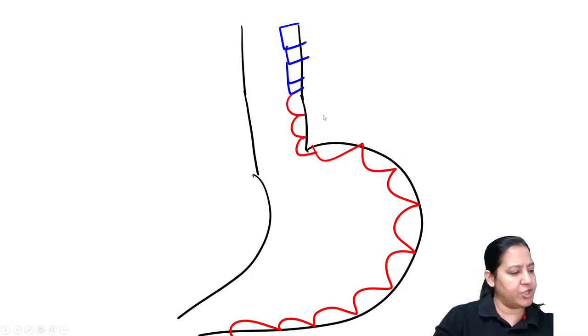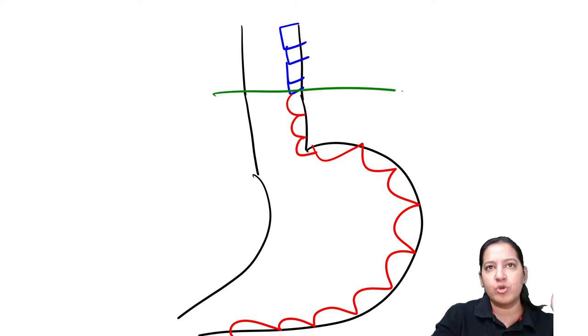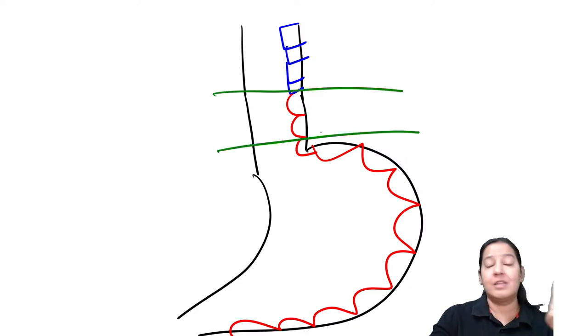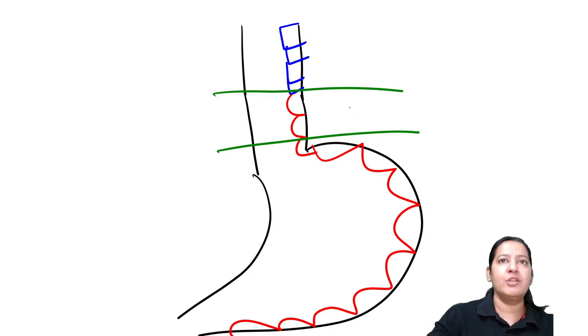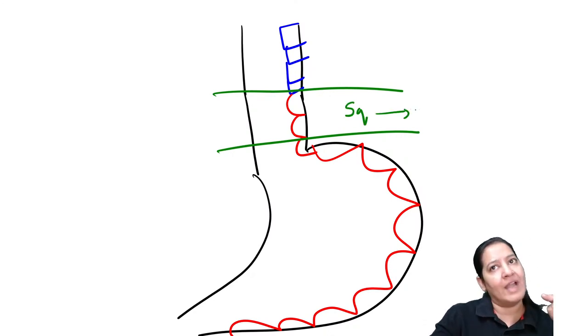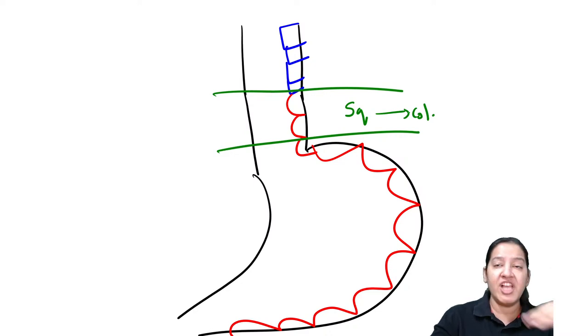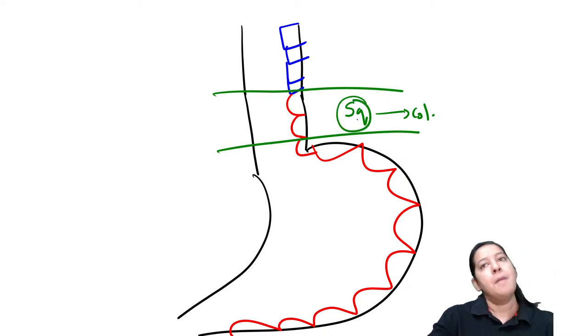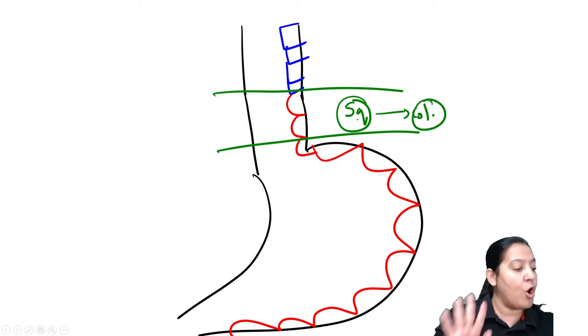Can you see this portion? I am interested in this portion of the esophagus. It was initially squamous but now gets converted into columnar. So the change in epithelia takes place in the lower esophagus. Initially it was squamous, but now it gets converted to columnar because of GERD.